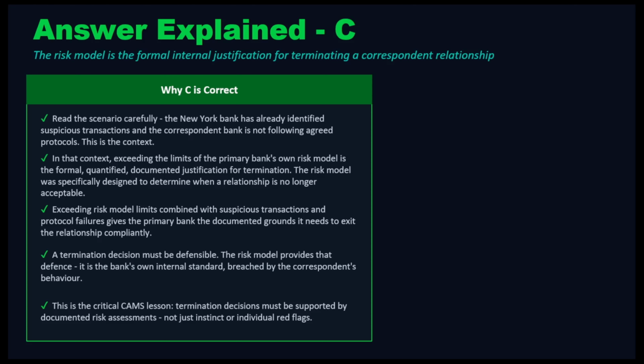In this context, exceeding the limit of the primary bank's own risk model is a formal, documented, quantified justification for termination. The risk model was specifically designed by the New York bank to determine at what point a correspondent banking relationship is no longer acceptable. The correspondent bank has now crossed that line itself, and on top of it, combined with the suspicious transactions and protocol failures, that gives the primary bank everything it needs to exit the relationship compliantly and defensibly. The word defensibly matters, and is to be noted here.